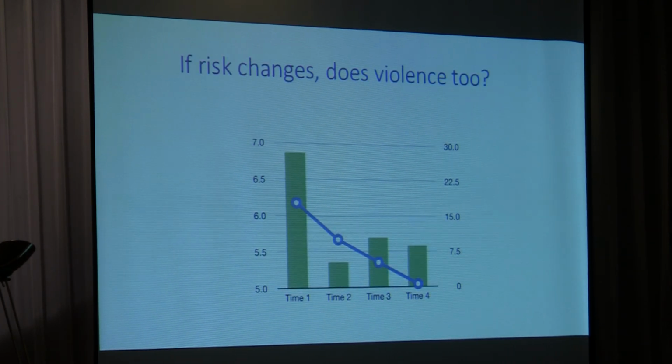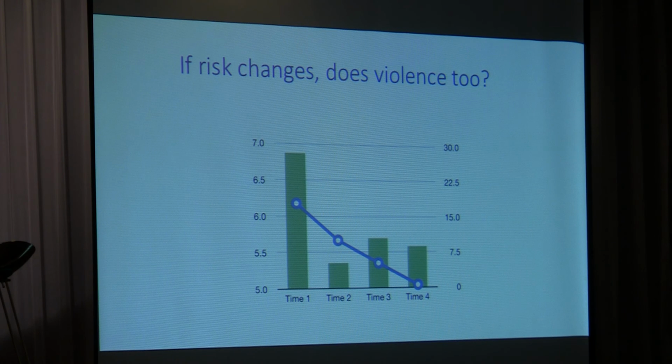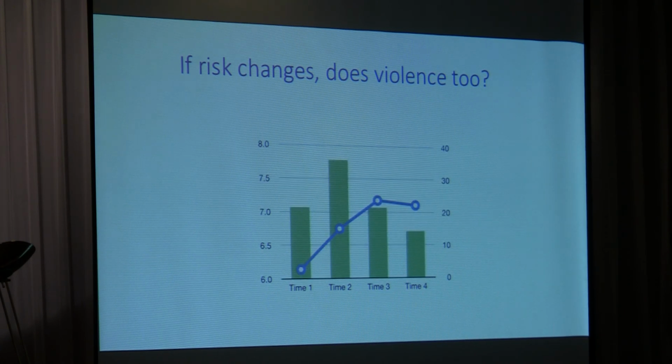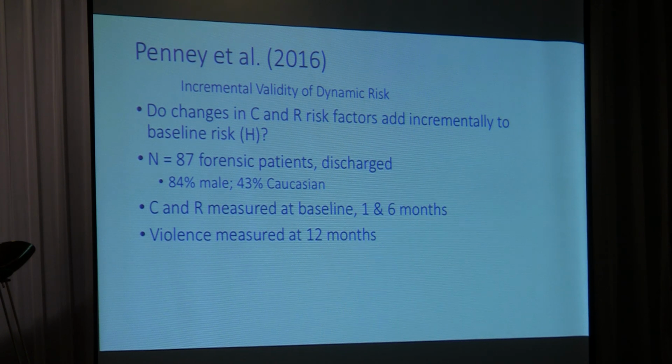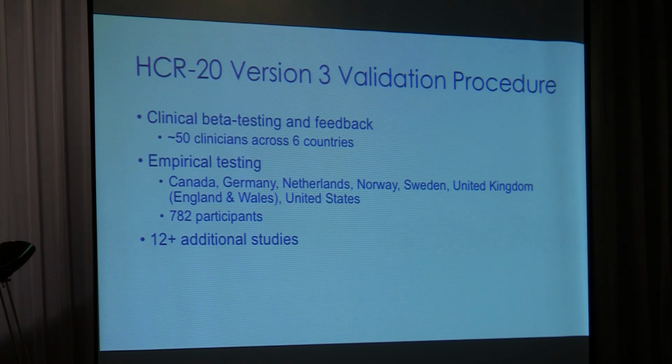This change was also associated with violence. The blue bar is the HCR-20 clinical scale score over time, the blue line, and the green bar is the percentage of violence in the next 6 months. You can see, in general, as the risk factors go down or get better, violence goes down. As the risk factors get worse and then level off, violence gets worse and then levels off. Similar study by Steph Petty that's in a forensic setting.